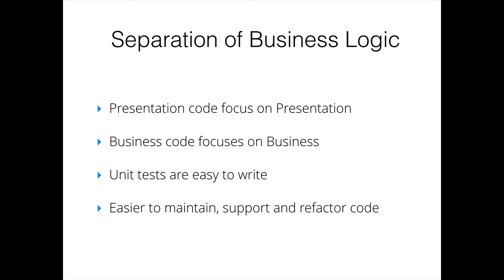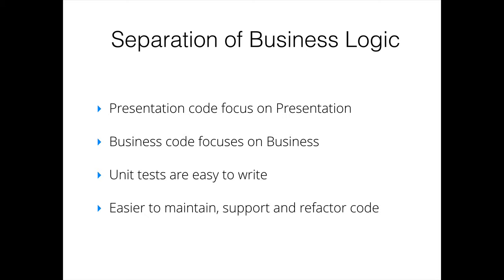This, guys, is called the single purpose rule, and that's one of the key requirements when it comes to enterprise software. This is how you write good quality software. Unit tests can be written easily, and the code is easy to maintain, support, and refactor.